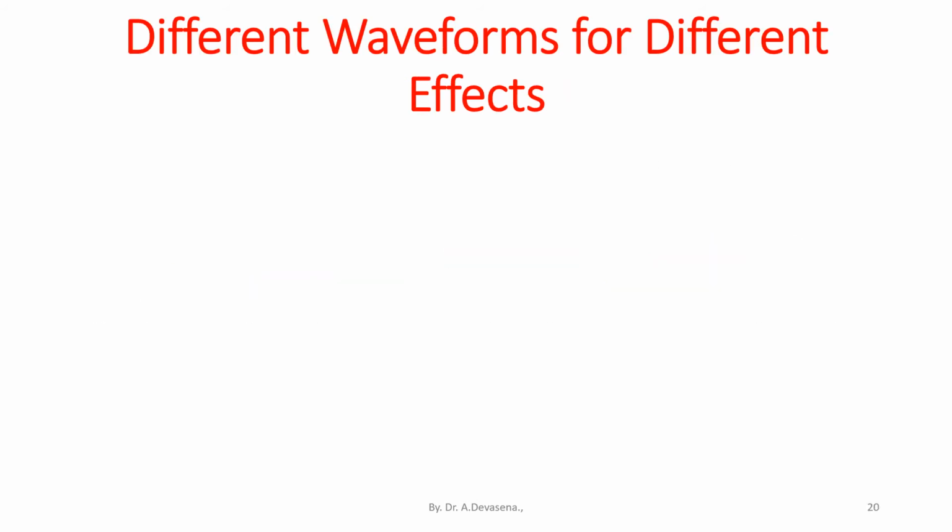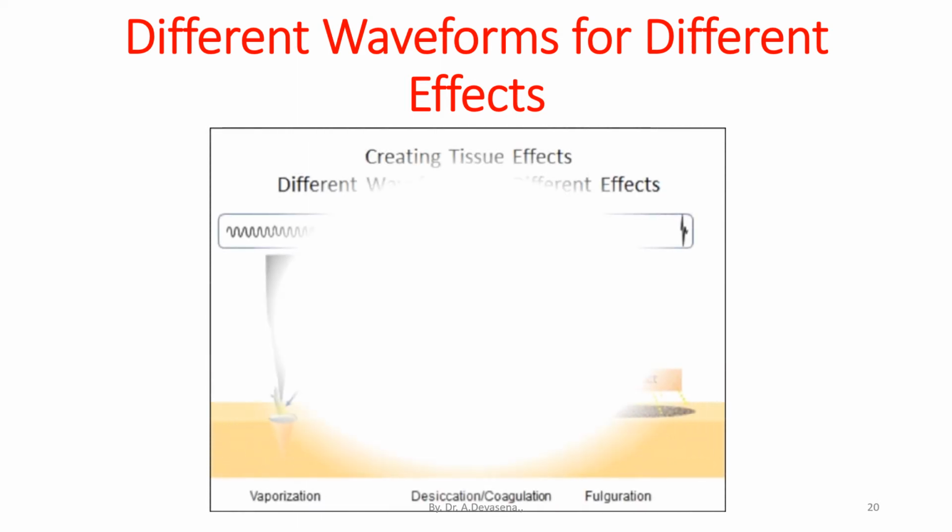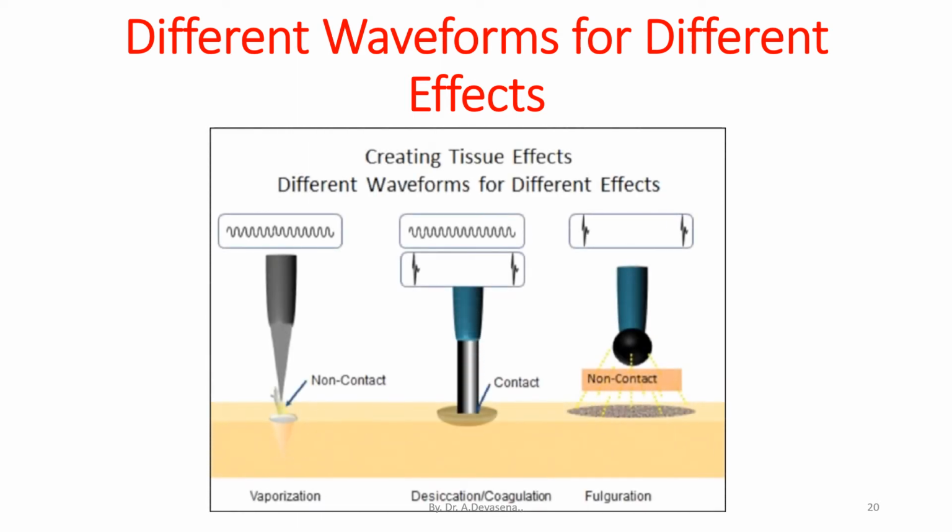Different waveforms for different effects. Here is a representation of three processes. Vaporization. In the vaporization, the electrode is in non-contact with the tissue and it provides a waveform. Then we have desiccation or coagulation. For that, the electrode creates a contact between the tissue, and we have fulguration process. In that fulguration process, we have a non-contact between the electrode and the tissue. This is indicated in this waveform.